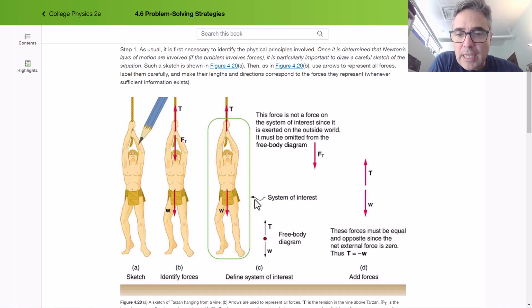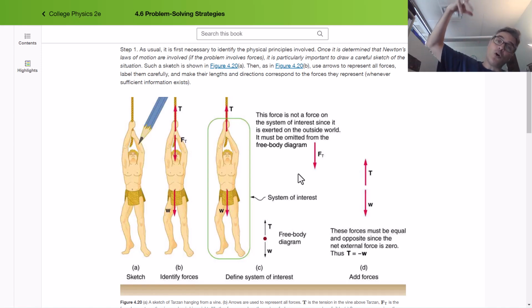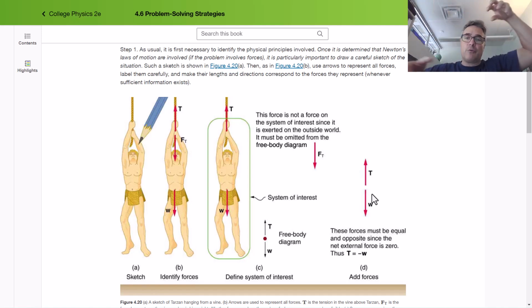If you're interested in Tarzan, and he's pulling downward on this rope, then what you would say is that he's the system. So this force that he's pulling down is not a force on the system of interest, since it is exerted on the outside world. He's pulling on the rope, and that's not part of the system. So you don't draw it on the free body diagram. All you draw is that upward force of tension and the downward force of gravity. The outside world is outside the system, exerting forces on whatever you define to be your system of interest.